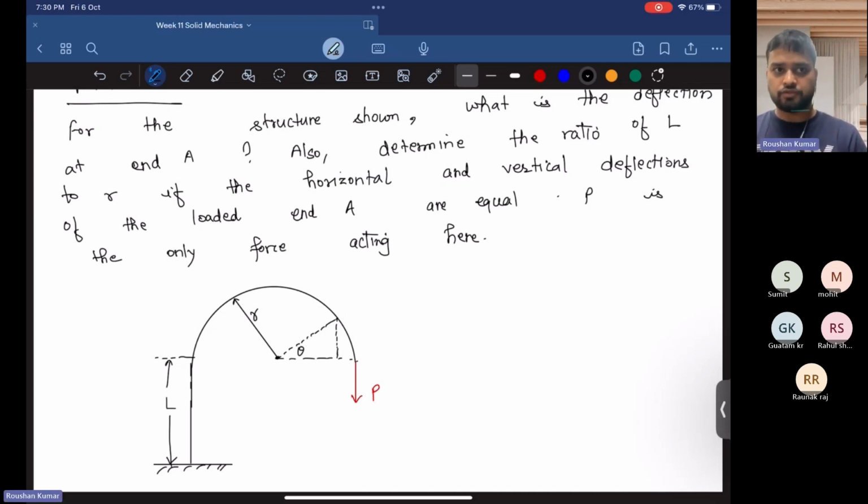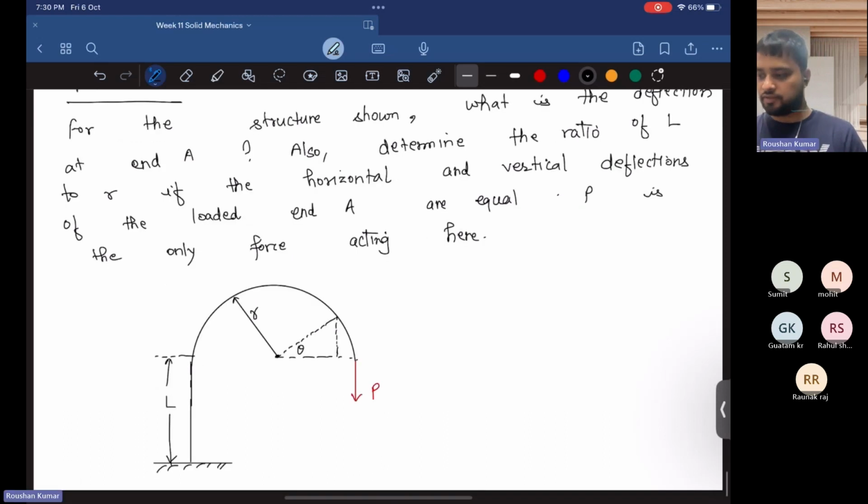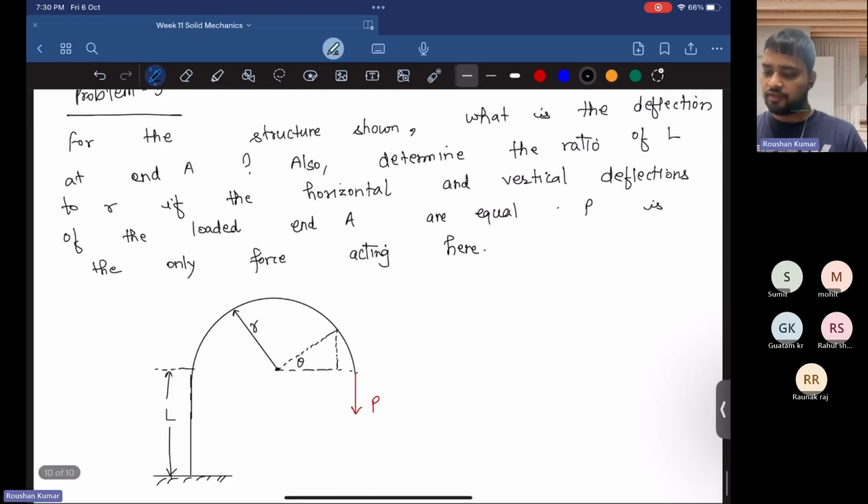So this is the figure for this question. I'm repeating the question. For the structure shown, this is the structure actually shown in this question here. What is the deflection at end A? So actually this is point A. So we have to find the deflection at this point.